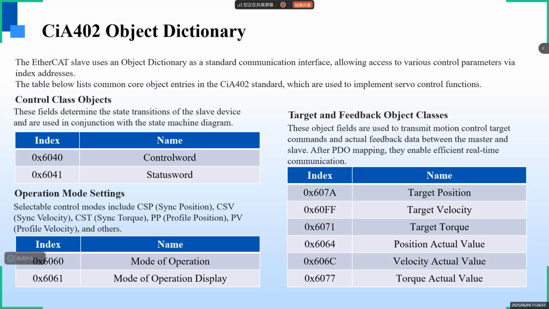Target and feedback class objects are used to transmit motion control target commands and actual data between the main station and the substation. Feedback. After PDO mapping, efficient real-time communication can be achieved.